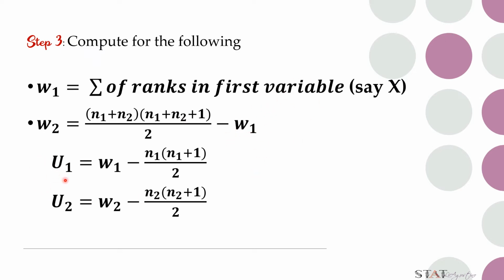And then U1 is equal to W1 minus N1, the sample size for group 1, multiplied by the sample size of group 1 plus 1, divided by 2. And then U2 is equal to W2, or the Wilcoxon value for group 2, minus the sample size for group 2 times the sample size for group 2 plus 1, divided by 2. So you have to compute for these four: W1, W2, then substitute these values to get U1 and then U2.